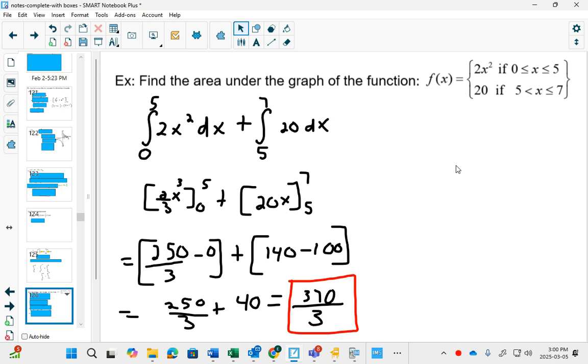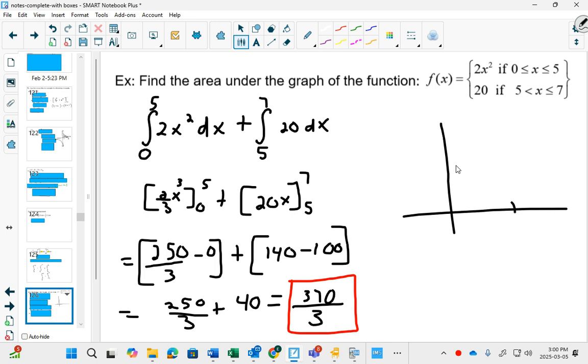And then I want to ask you, can you get the 40 without calculus? So the second area, the 5 to 7 of the 20, it has an area of 40. Can you think about that, visualize that, and get that answer without calculus? Because what does that graph look like? Right, 5 to 7, 20, and the graph is just a straight line.